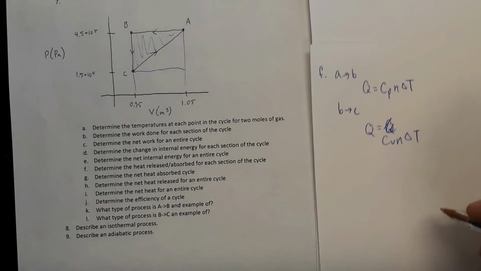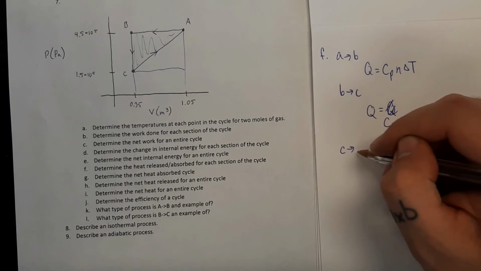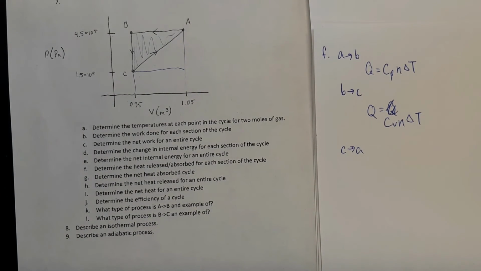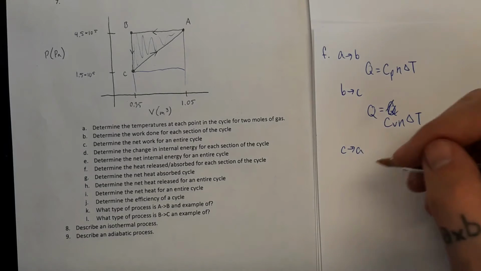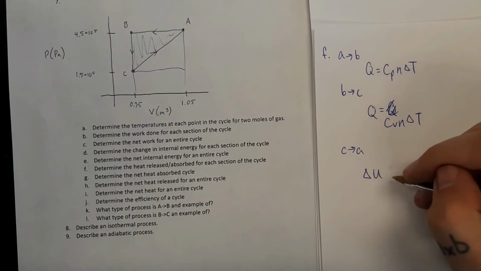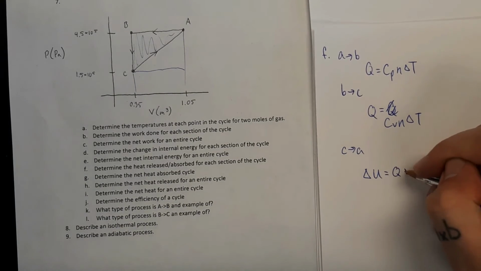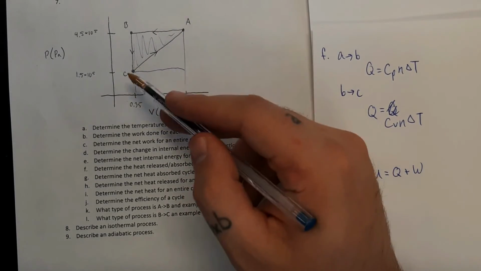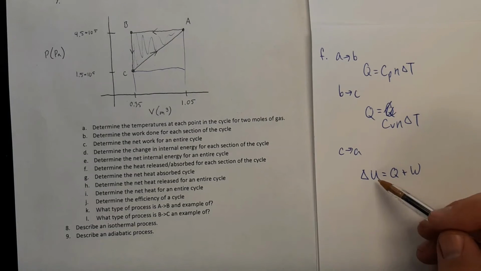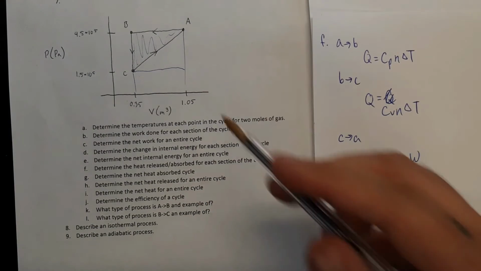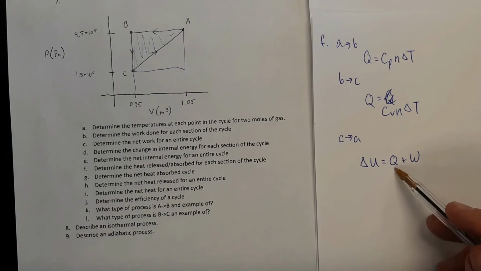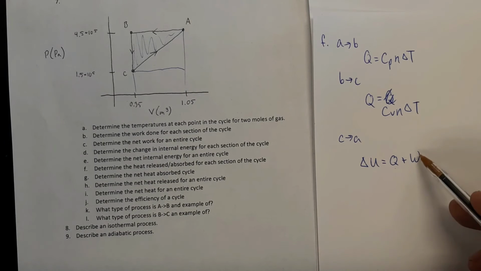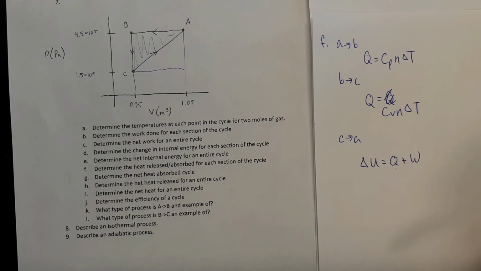And then going from C to A, that isn't a constant anything. No constant pressure, no constant volume, so we're going to have to think about it the other way. Your change in internal energy is your heat plus your work. You've already found the work being done going from C to A. You've already found your change in internal energy going from C to A.